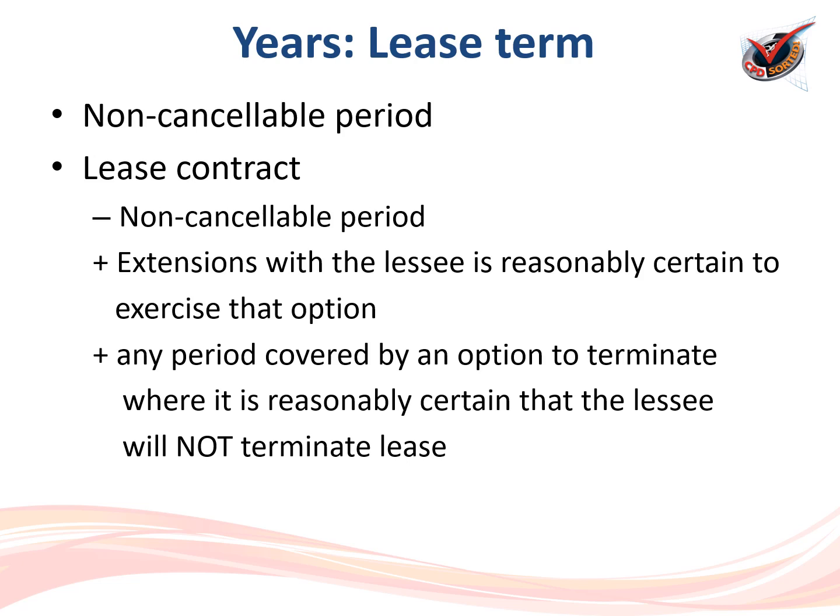Are there extensions included in the lease agreement which it is reasonably certain that the lessee would exercise if they have the option? That could be because they are at favorable market conditions. And then also, are there any periods covered by an option to terminate where it is not reasonably certain that the lessee will not terminate the lease? Because those periods would then also need to be included in the lease term.